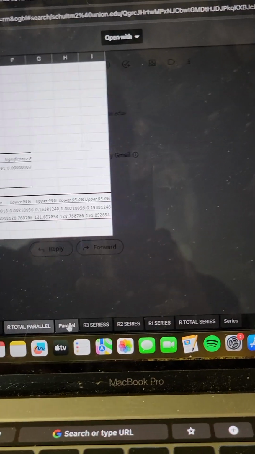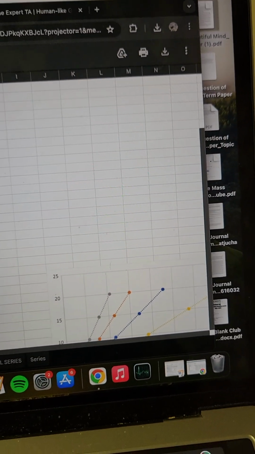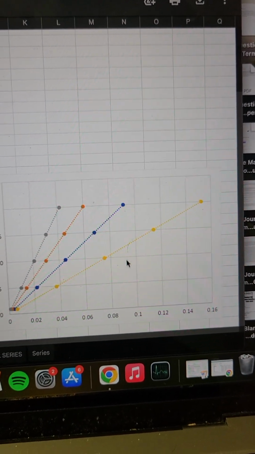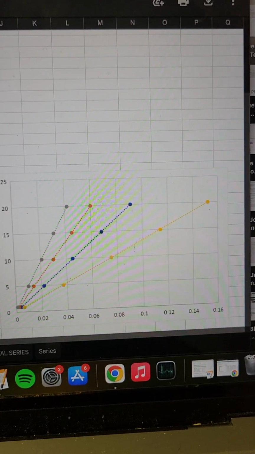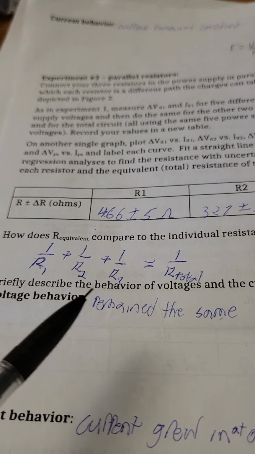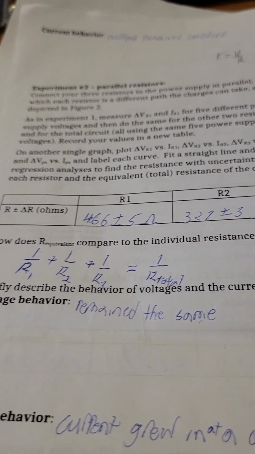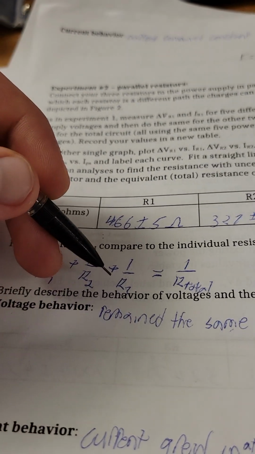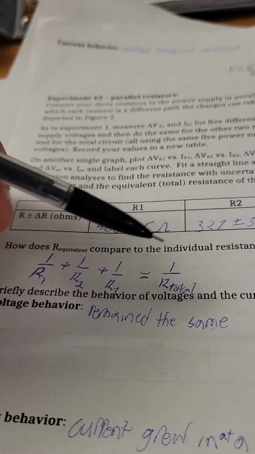Now this is interesting because it definitely indicates that when the resistors are in parallel, they act a little bit different. And in fact, what they are actually doing is this. When they are in parallel, this is how they are added together, which is 1 over R1 plus 1 over R2 plus 1 over R3 equals 1 over R total.